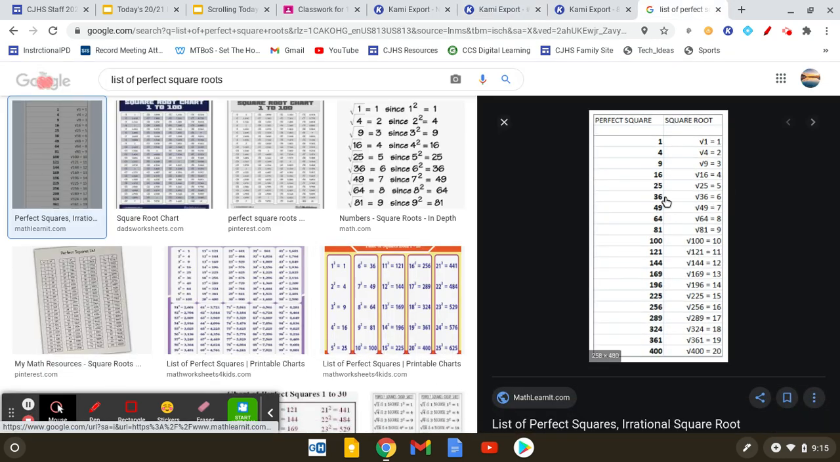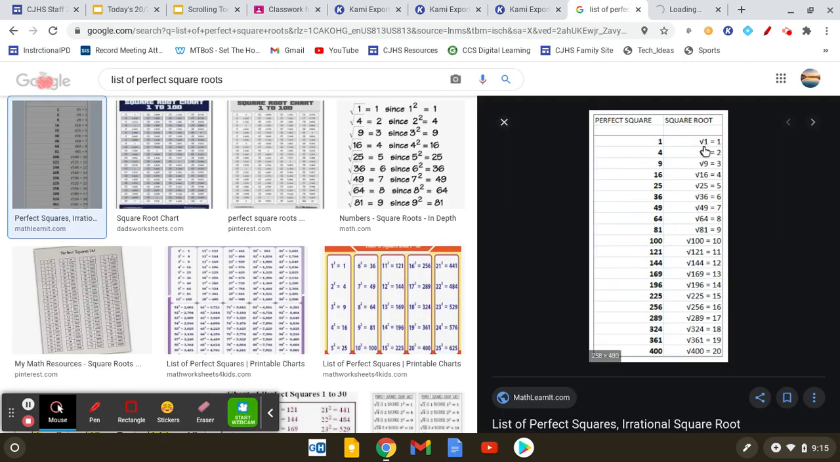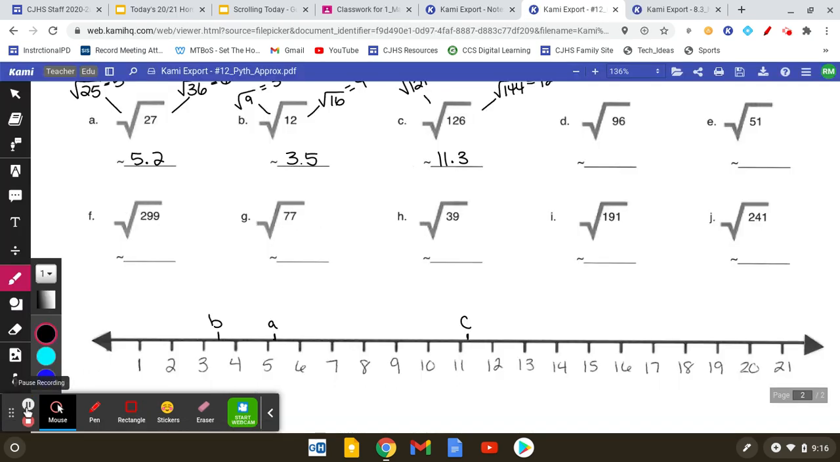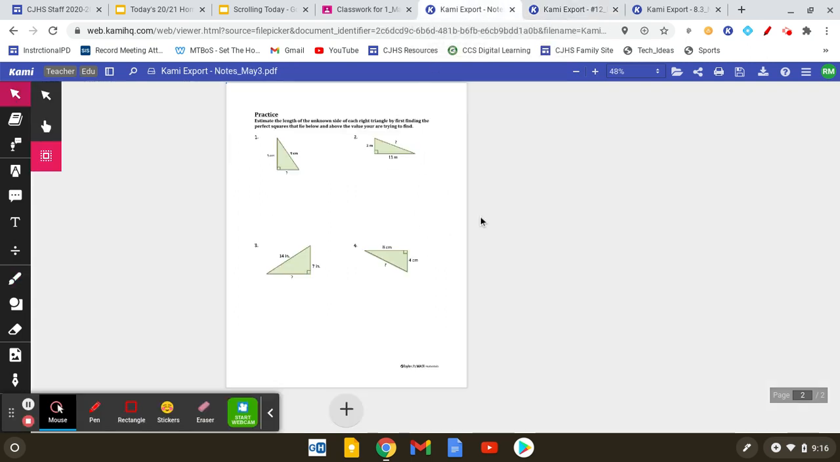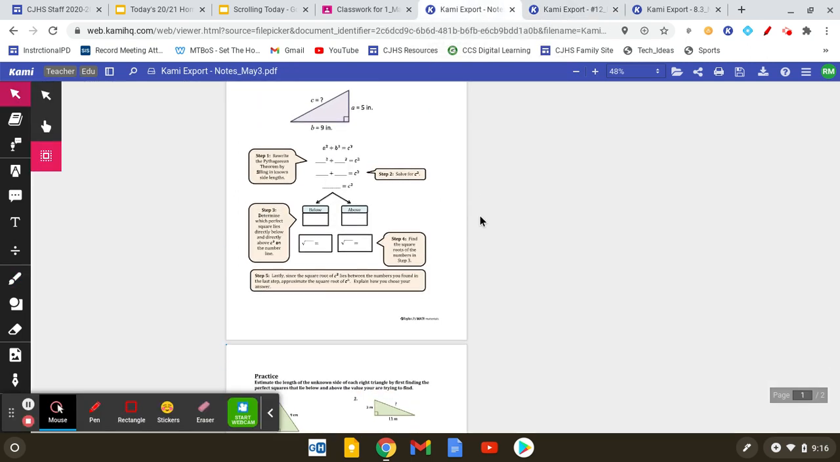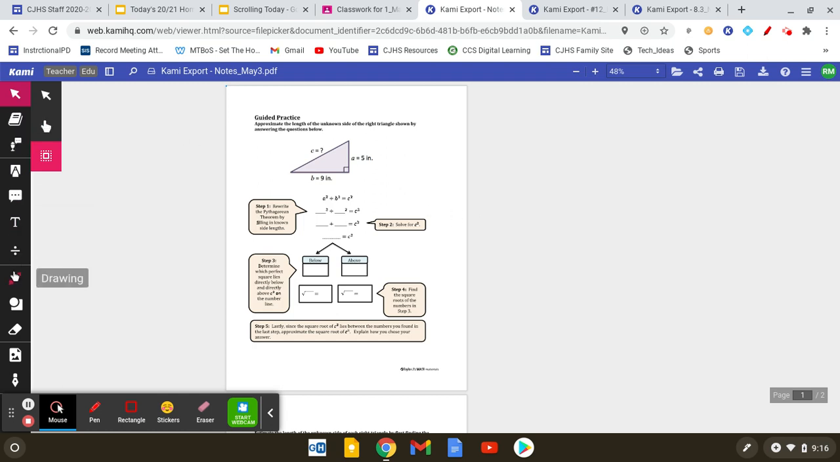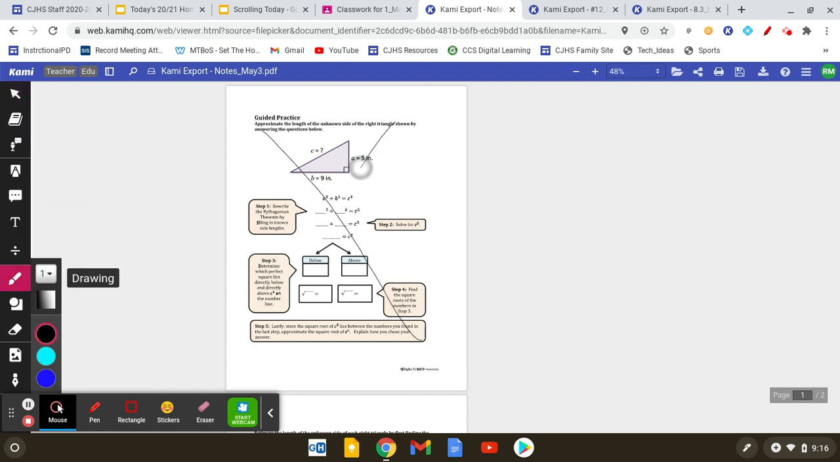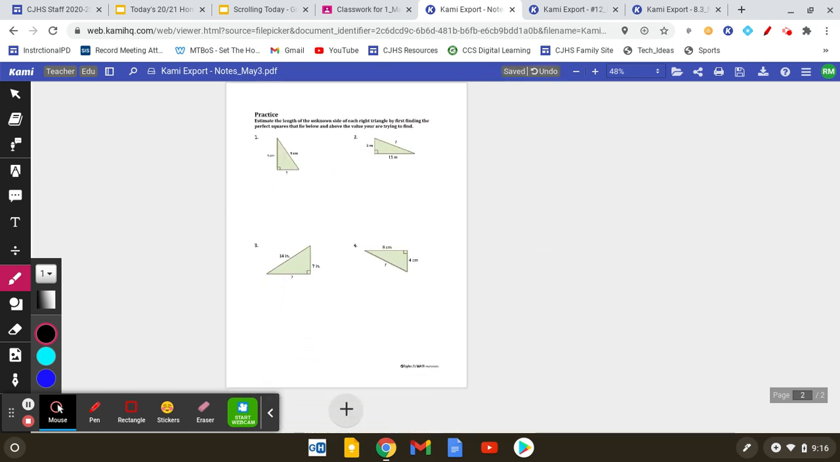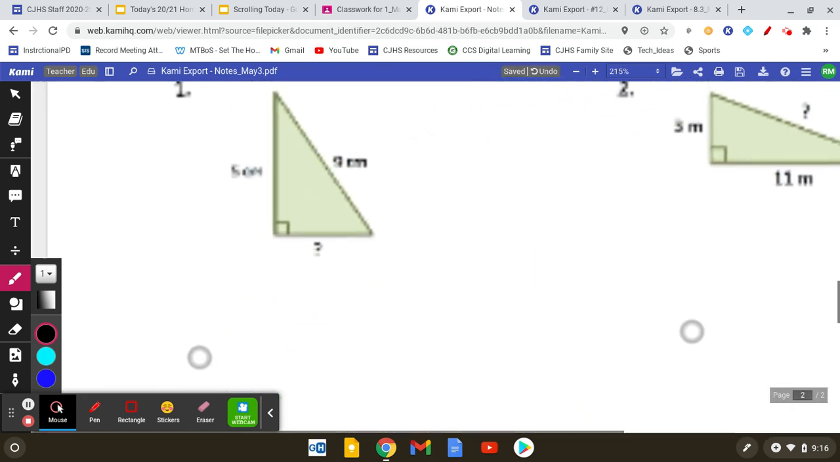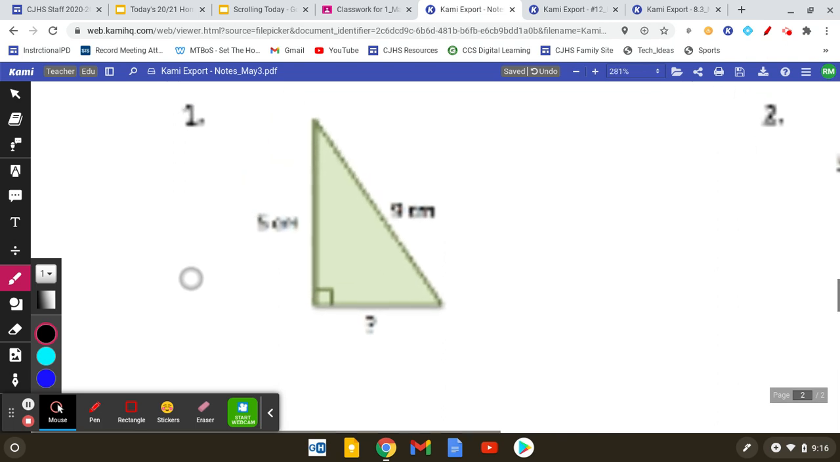Here's what a list of perfect square roots would look like. So it will help you approximate. So the next part, we're going to go to the notes, which looks like this. We're not going to do this first part, and we'll just move to the second page. So kind of just reworking this whole lesson.